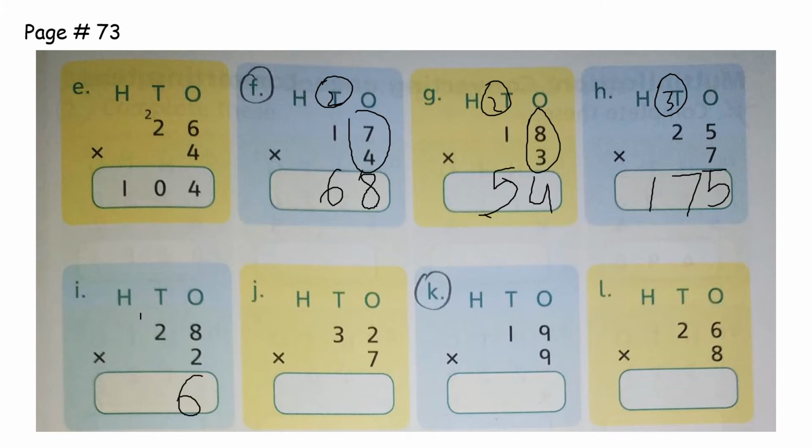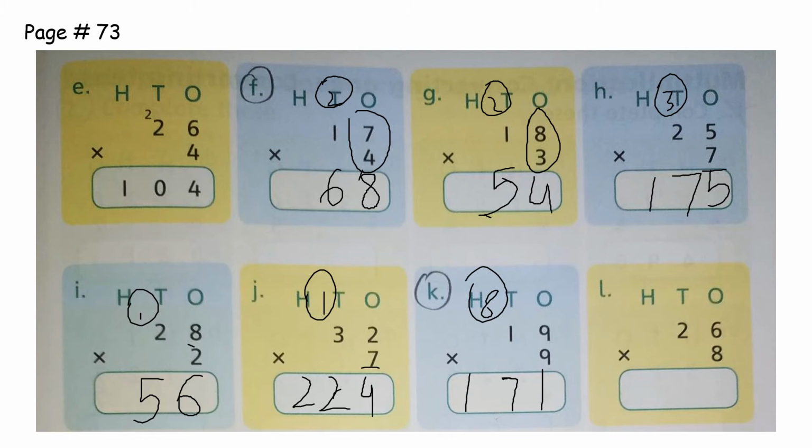So you are going to write 6 here and 1 will carry. 2 twos are 4 and plus 1 is 5. 7 twos are 14. 7 threes are 21 and plus 1 is 22. 9 nines are 81 and 9 ones are 9 and plus 8 is 17. And the last one is 6 and 8. 8 sixes are 48.